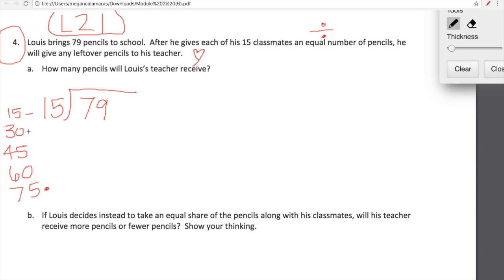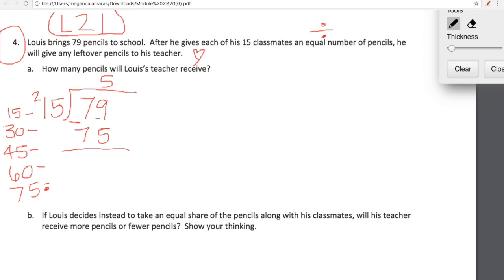So 1, 15, 2, 3, 4, 5. Let's try out 5 as a quotient, and if it doesn't work, we can always reevaluate and try again. So 5 times 5 is 25. We carry the 2. 5 times 1 is 5 plus 2 is 7. Oh, I think we're in a good place here.